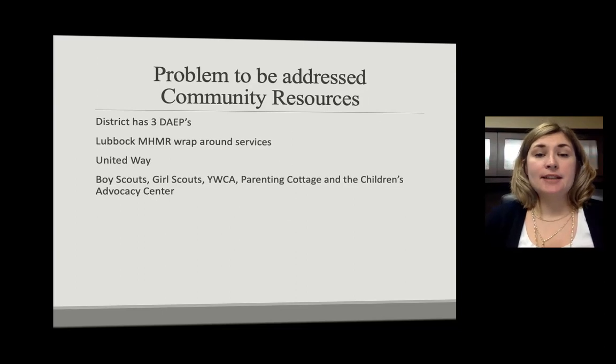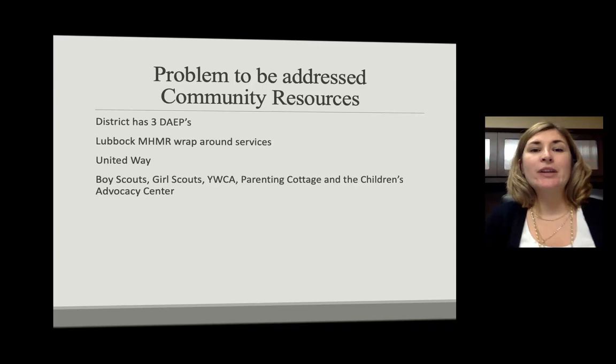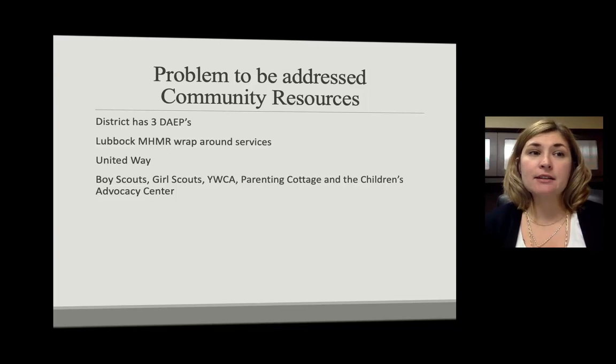As we also did in our needs assessment, there are certain protective factors or community resources to lean on. The district has 3 DAEPs, which are disciplinary alternative education programs. The Lubbock Star Care is a wraparound service, which is a community-based program to include youth and their family in mental health services. We also have the nonprofit organization United Way and the Boys and Girls Scouts and YWCA. There's also the Parenting Cottage and the Children's Advocacy Center. These are several of the community-based programs that help improve the conditions in the Lubbock community.